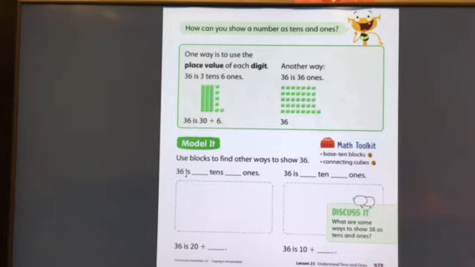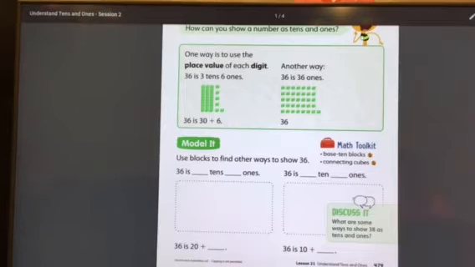So it says 36 is blank tens, blank ones. Well, they already did 3 tens, 6 ones up here, so we can't do the same thing down here. They want us to do something different. They already did 36 is 36 ones, which would be 0 tens, so we're not going to do it that way either. If you look down at the bottom here, it says 36 is 20 plus blank. So we know in the number 20, we're going to have to draw 2 tens, or you might be using your blocks and putting 2 ten blocks right there.